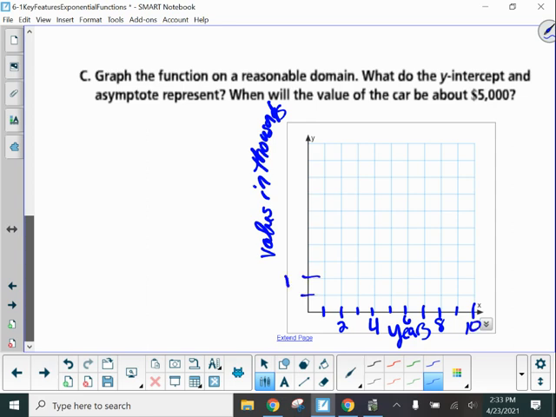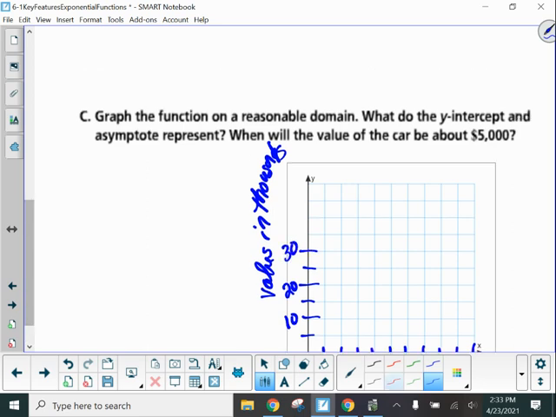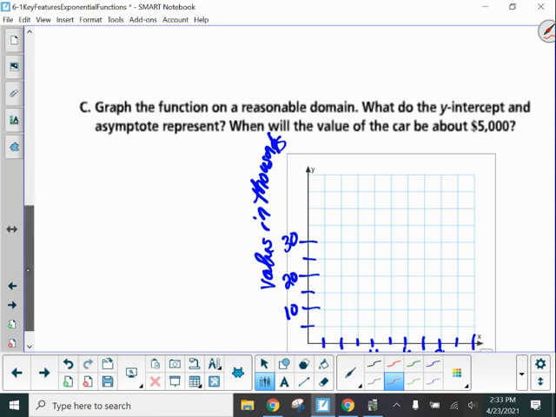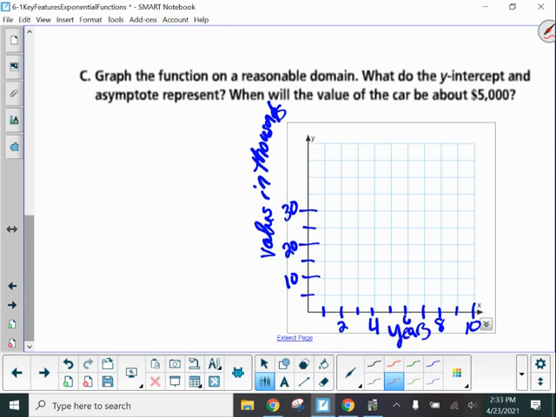Let's do 5, 10, 15, 20, 25, 30. So it starts off, I just jumped there. Year 0, my car is worth $24,000, so that's going to be right here. If I graph this, you will want to have a calculator to get some approximate values. So 24 times 0.8 to the second power.